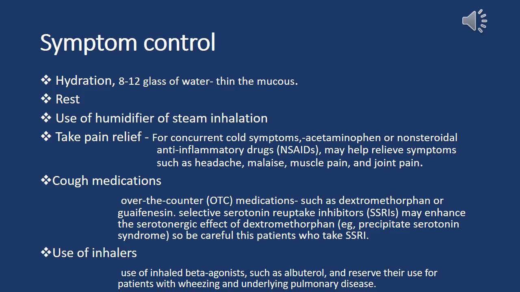For accompanying cold symptoms, pain relief medications like acetaminophen or nonsteroidal anti-inflammatory drugs can help relieve headache, malaise, and muscle or joint pain. Over-the-counter medications such as dextromethorphan or guaifenesin can help manage cough. However, caution is advised with patients taking selective serotonin reuptake inhibitors, SSRIs, due to potential interactions. Inhaled beta agonists like albuterol can assist with wheezing, especially in patients with underlying pulmonary disease. It's important to reserve their use for patients displaying specific symptoms.